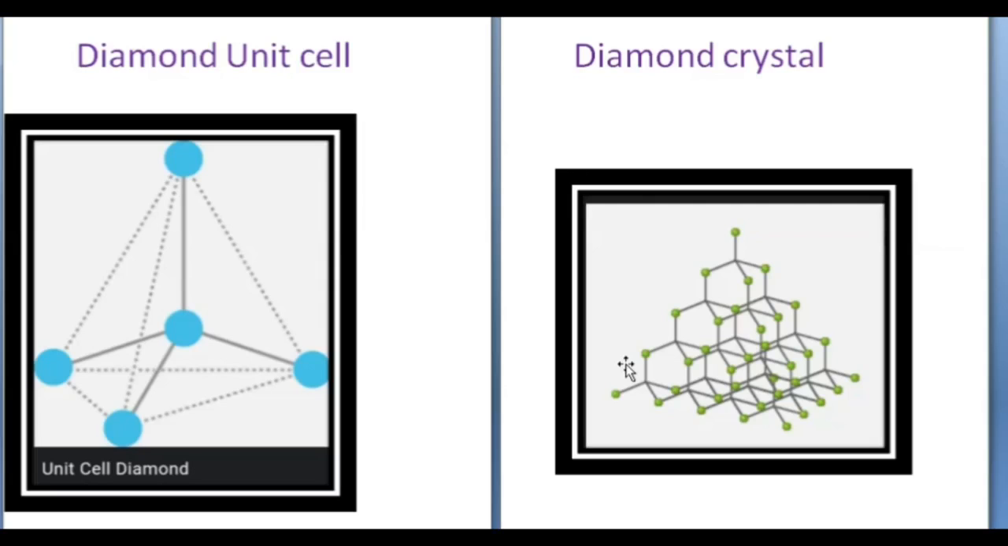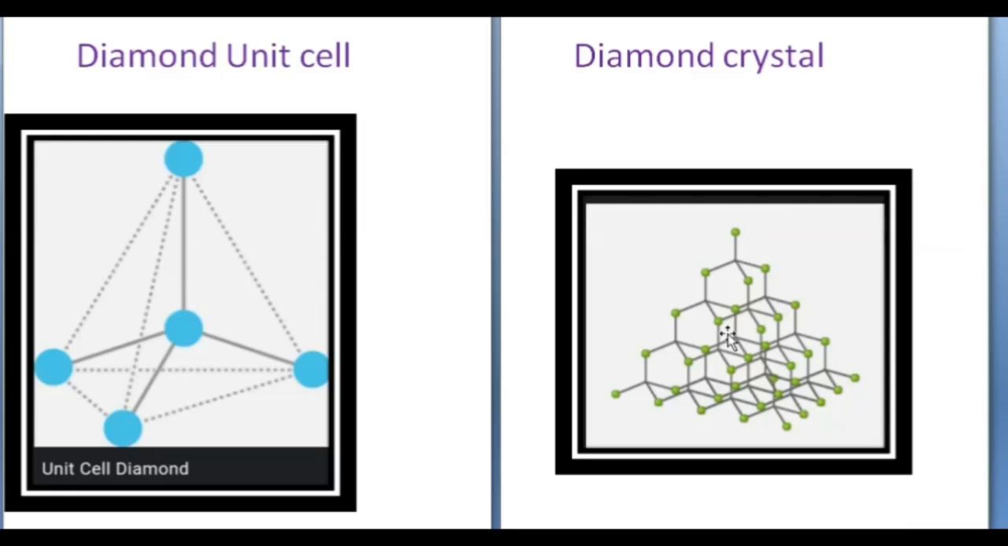Each carbon is sp3 hybridized and the bond angle is 109 degree 28 minutes. Carbon atoms are linked to each other by strong sigma bonds which are formed as a result of sp3 overlap. Diamond crystallizes in face centered arrangement. FCC arrangement is seen in diamond crystal. When you look at the crystal, this type of arrangement, it is FCC arrangement. Now this structure of diamond which you can see, it can explain the properties of diamond.